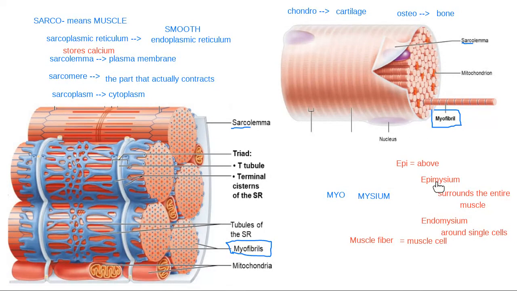So mysium, connective tissue. Epi versus endo just tells me, are we on the very outside? Are we completely superficial? Or are we inside really small, surrounding each of my individual muscle cells? I believe that's just lab terminology. I don't think that I asked you about that in lecture, but that's good review for us, because that is something we will have to know for the lab final exam. So good question.